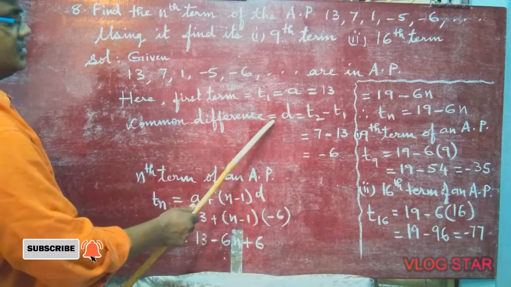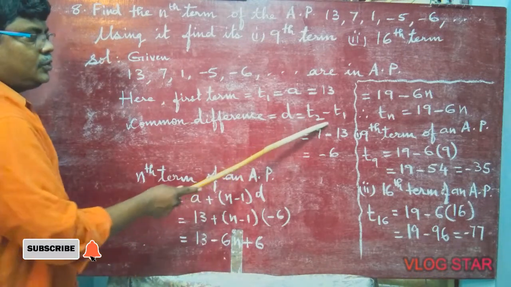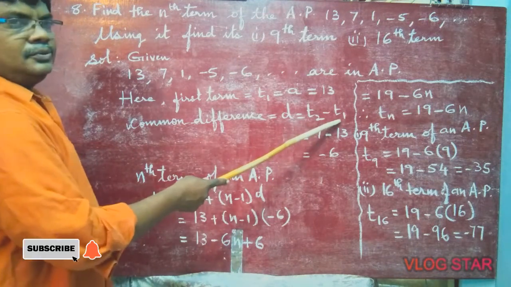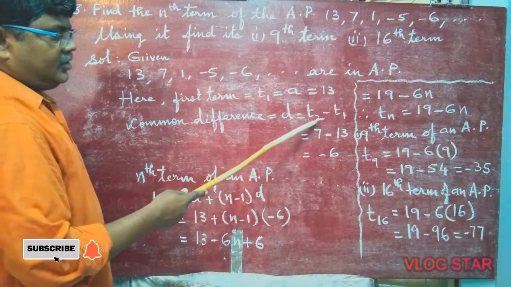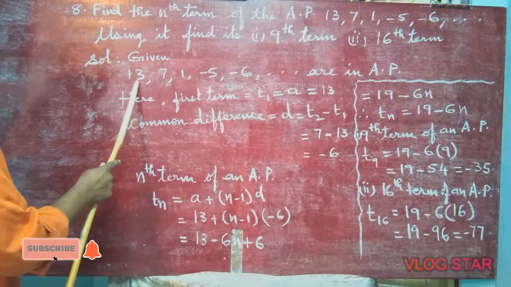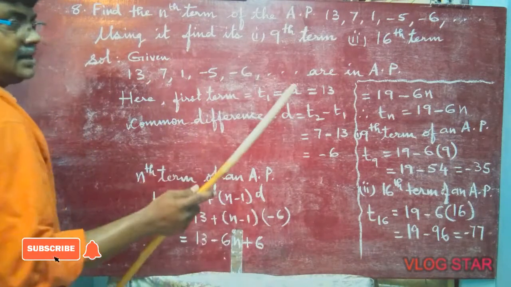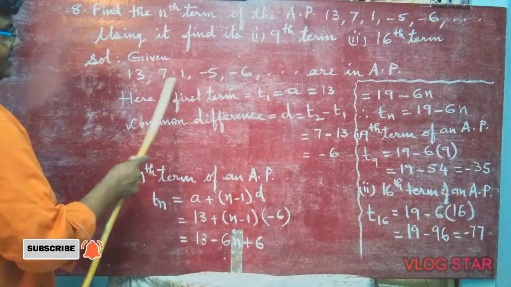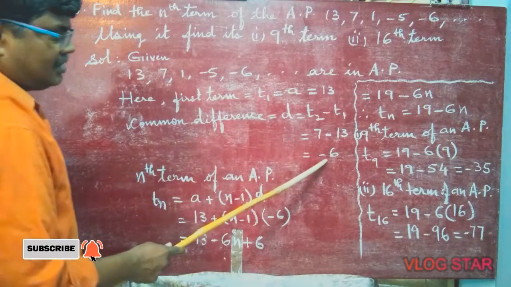Common difference D is equal to, what is the formula we learned yesterday? T2 minus T1, or T3 minus T2, or T4 minus T3, like that. So T2 minus T1 is 7 minus 13, which is minus 6. Mentally, orally, in brain you do. 1 minus 7 is minus 6. Minus 5 minus 1 is minus 6. Like that. So common difference is minus 6.